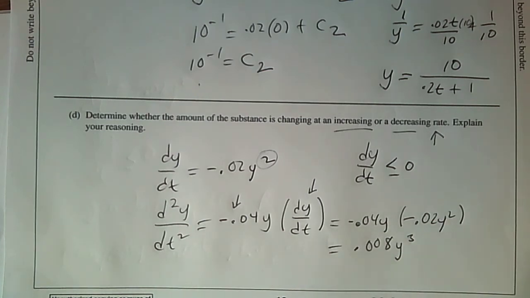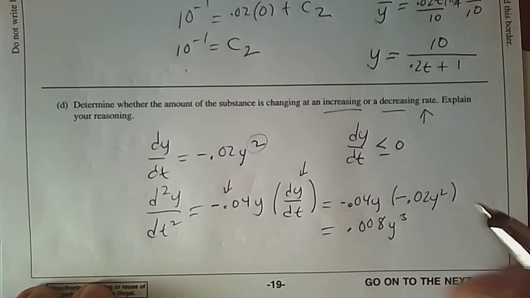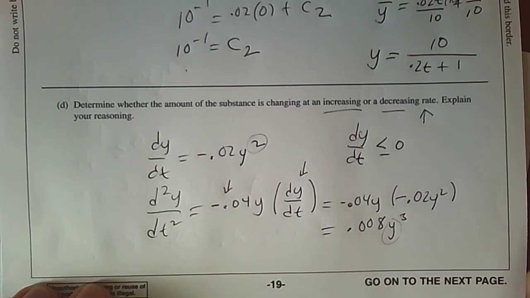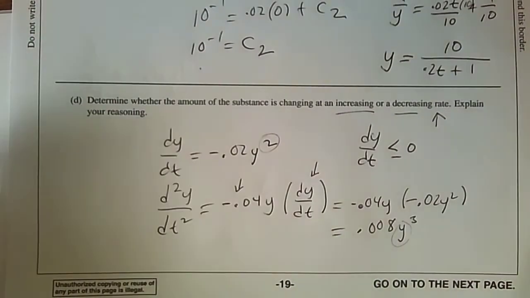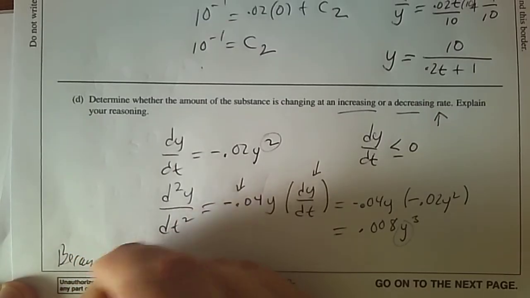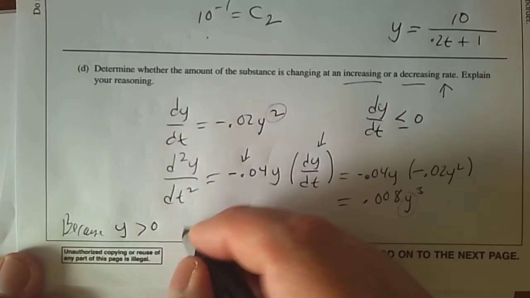So over time, is that increasing or decreasing? Now, y is greater than 0. Y is the amount of substance you have. So the amount of substance you have is going to be greater than 0, or you don't have any substance left. So because y is greater than 0, because as soon as it's 0, there's no substance left.